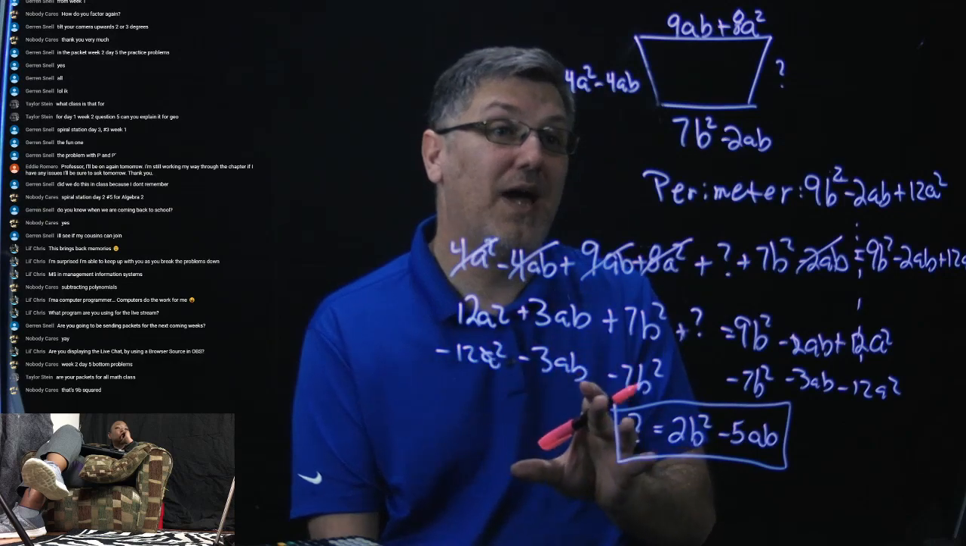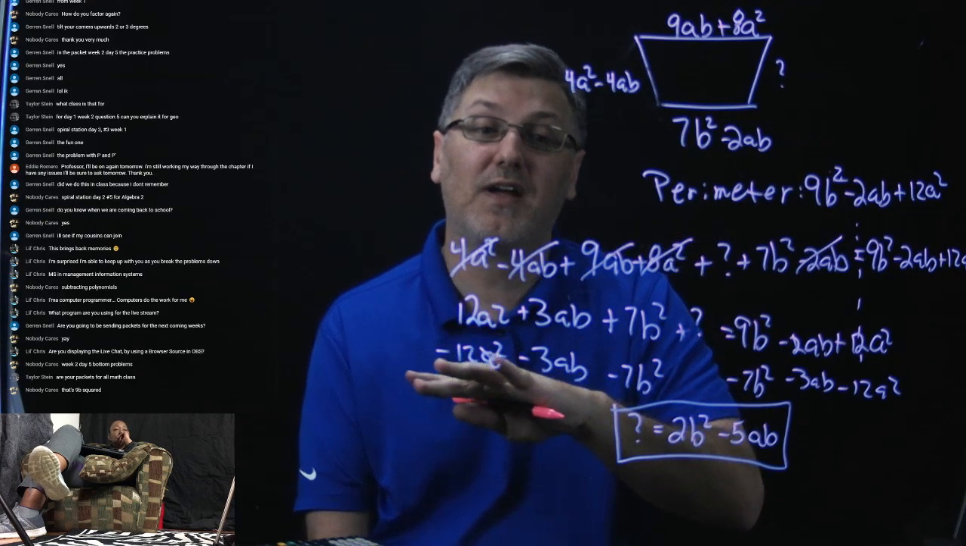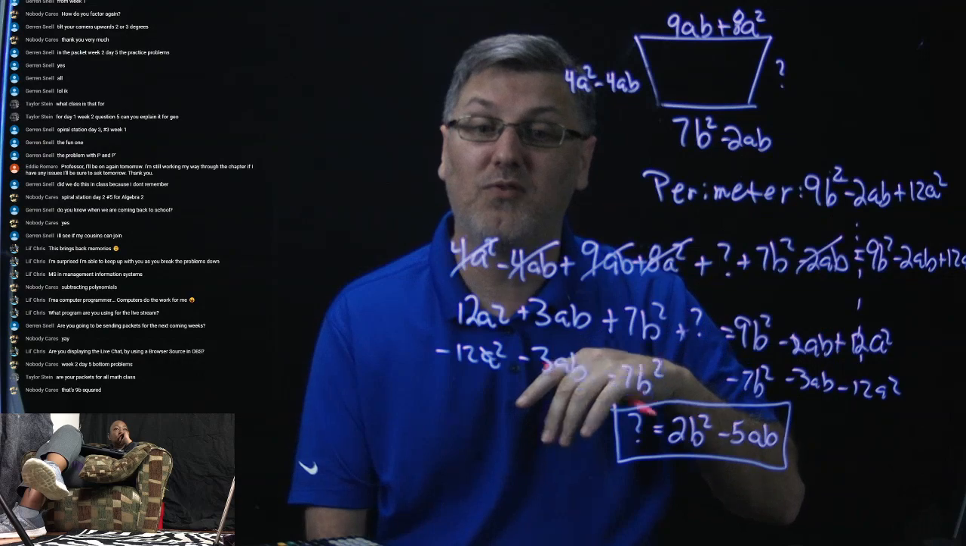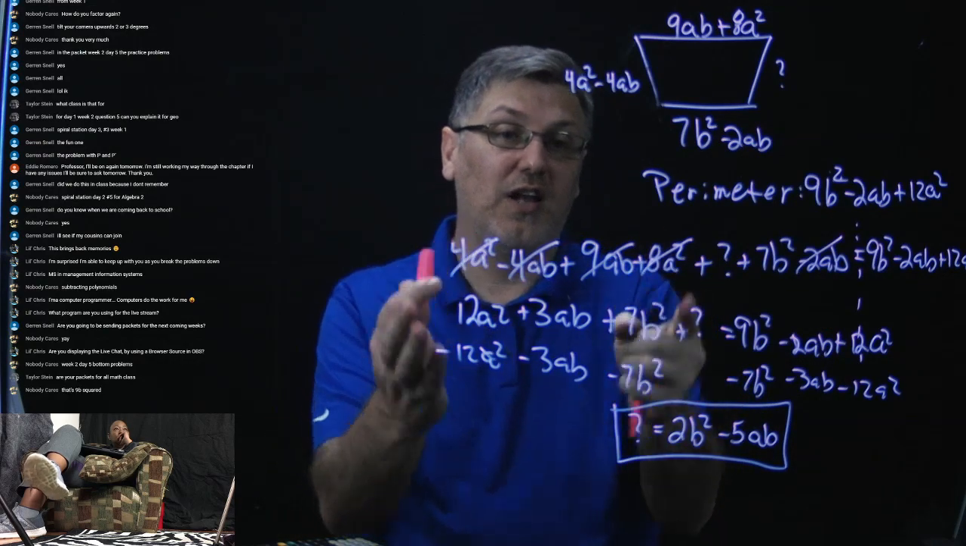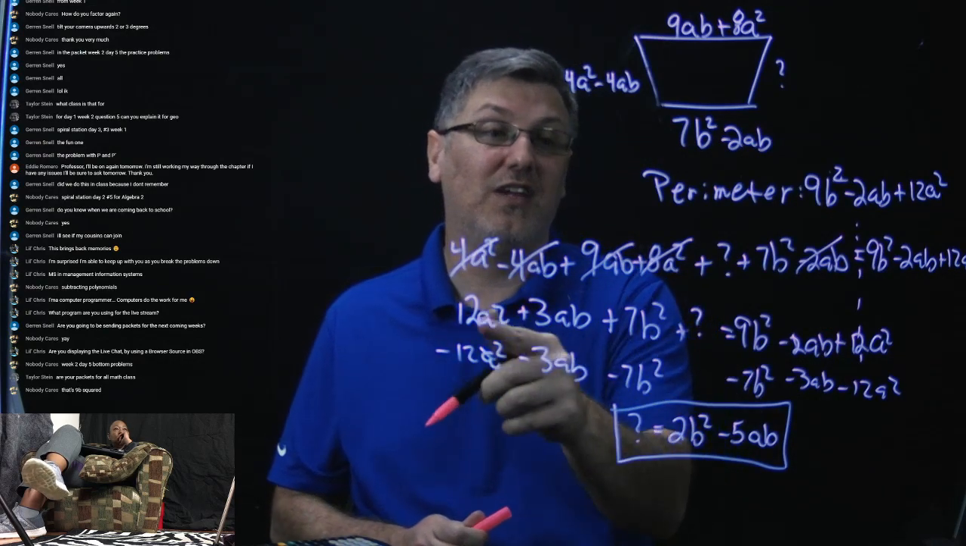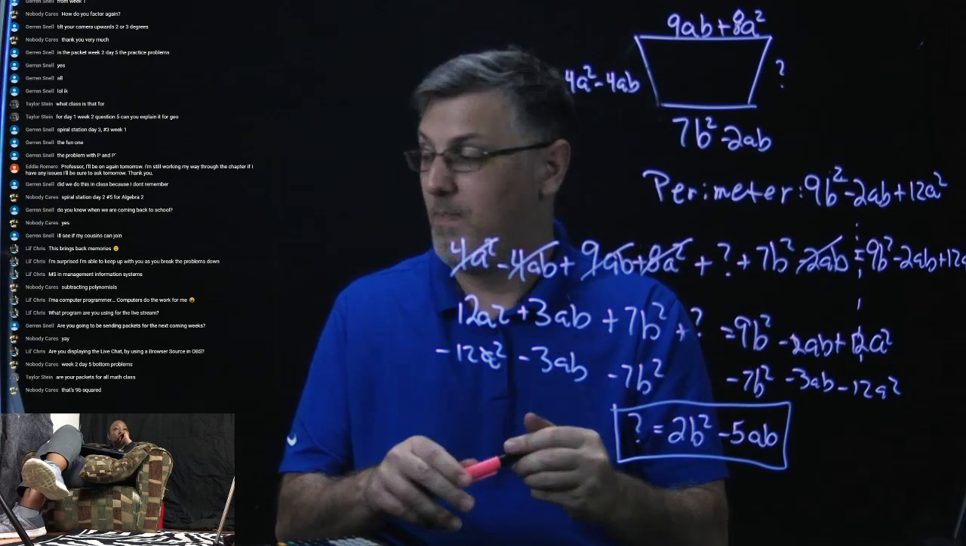So not terribly bad. You just have to know the concept of the perimeter, combine like terms, and then just subtract each term over. I mean, we could have done it as a whole polynomial. I think that was the intent, but it's easier just to subtract term for term.